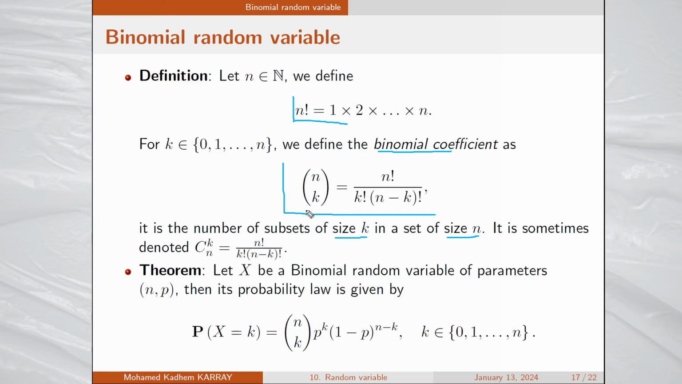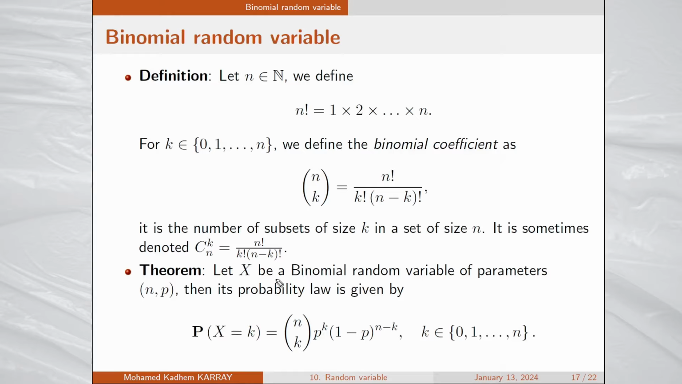Sometimes we denote this also like this, binomial coefficient cnk. This is the same notation. Observe that in these two notations, the places of n and k are inversed. Okay. The following theorem gives the probability law of a binomial random variable.